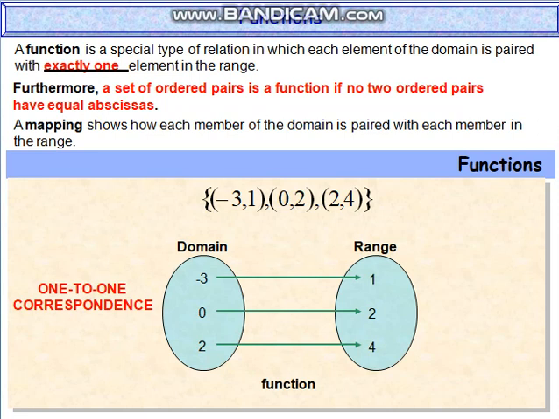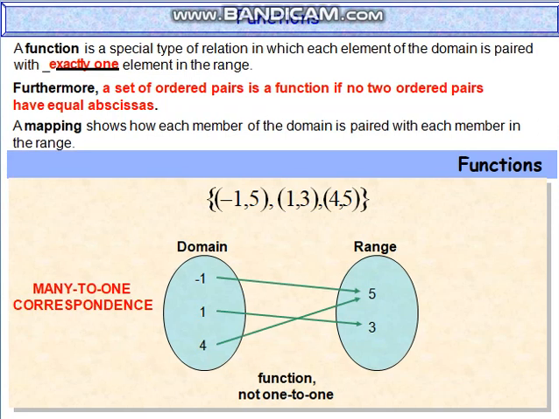Then we denote them as the domain, because these represent the first coordinates. The second values are 1, 2 and 4. These are the range, and the collection of these values is the function, and we connect each domain element to a range element one by one. It means -3 is connected to 1, 0 is connected to 2 and 2 is connected to 4.